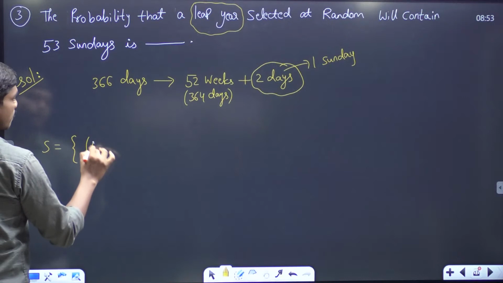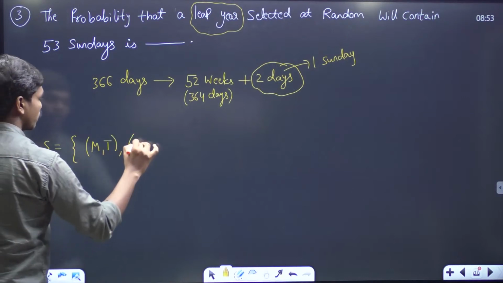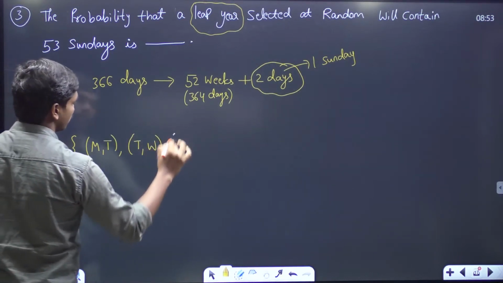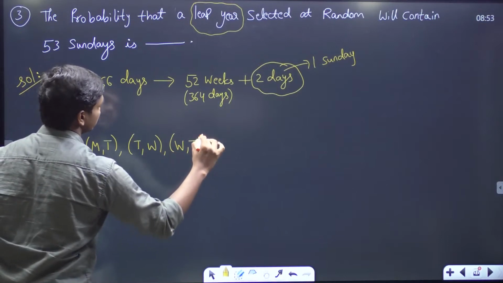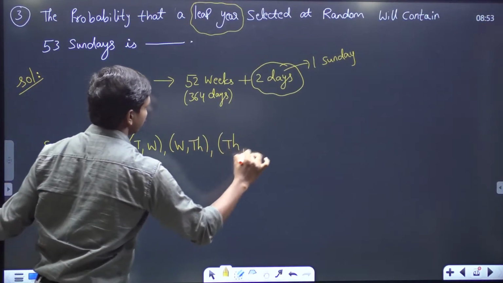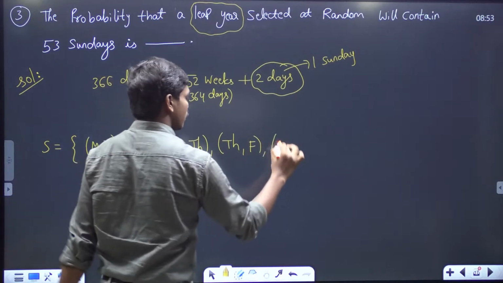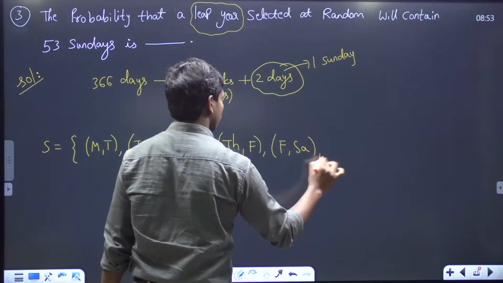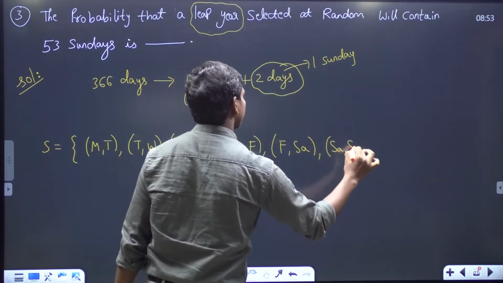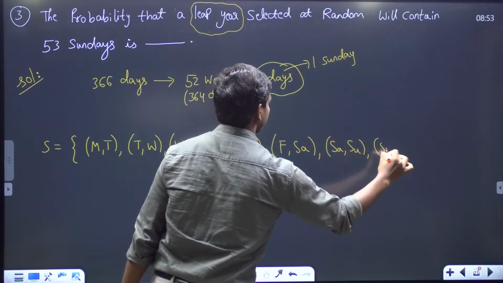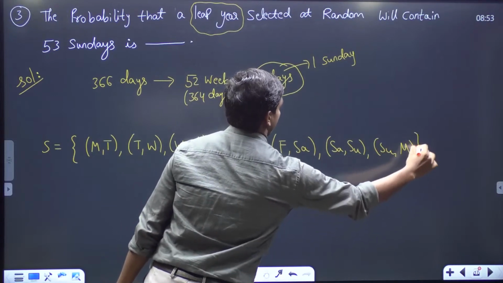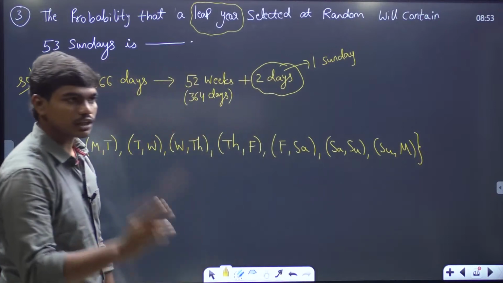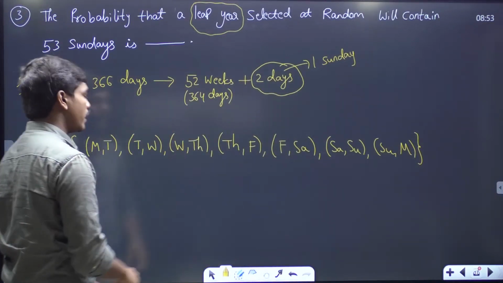Now, if you select 2 days at random, let us see what's the sample space. We can have Monday, Tuesday, Wednesday, Thursday, Friday, Saturday, Sunday, and Sunday, Monday, finally. This is the sample space if you select 2 days in a week at random.